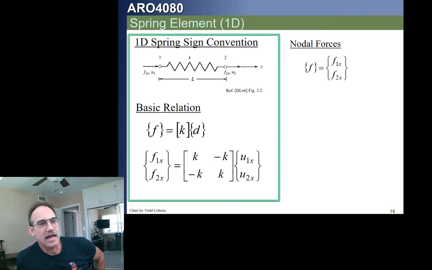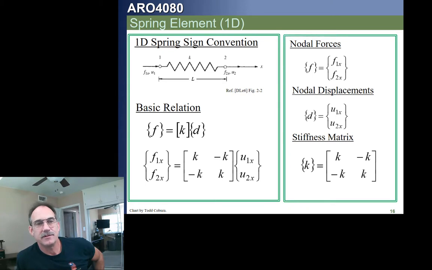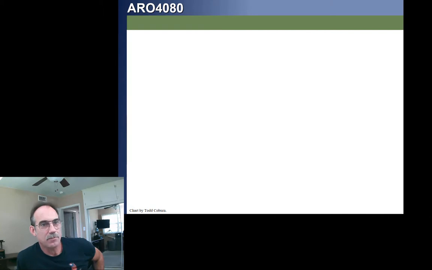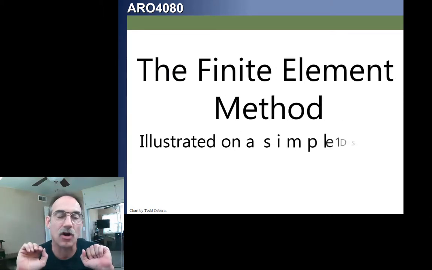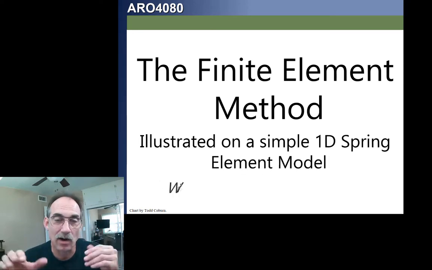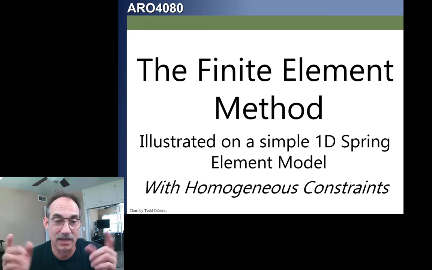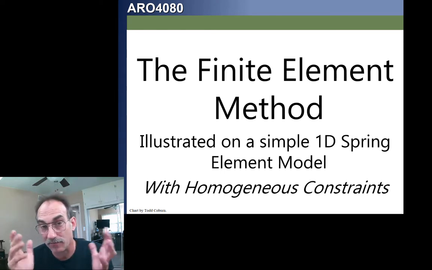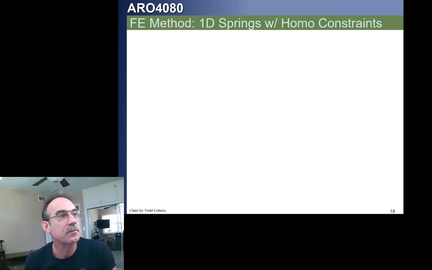Our nodal forces then, that's these guys. Our nodal displacements are these guys here, and our stiffness matrix looks like that for that particular element. You got all that? Okay. With that said, we're ready to build more. So here's the finite element method. We're going to look at the finite element method twice. We're going to look at it for homogeneous constraints where something is fixed, and we're going to look at it for non-homogeneous constraints, when something has a constrained or enforced displacement. Okay? Let's start with the homogeneous constraints first.